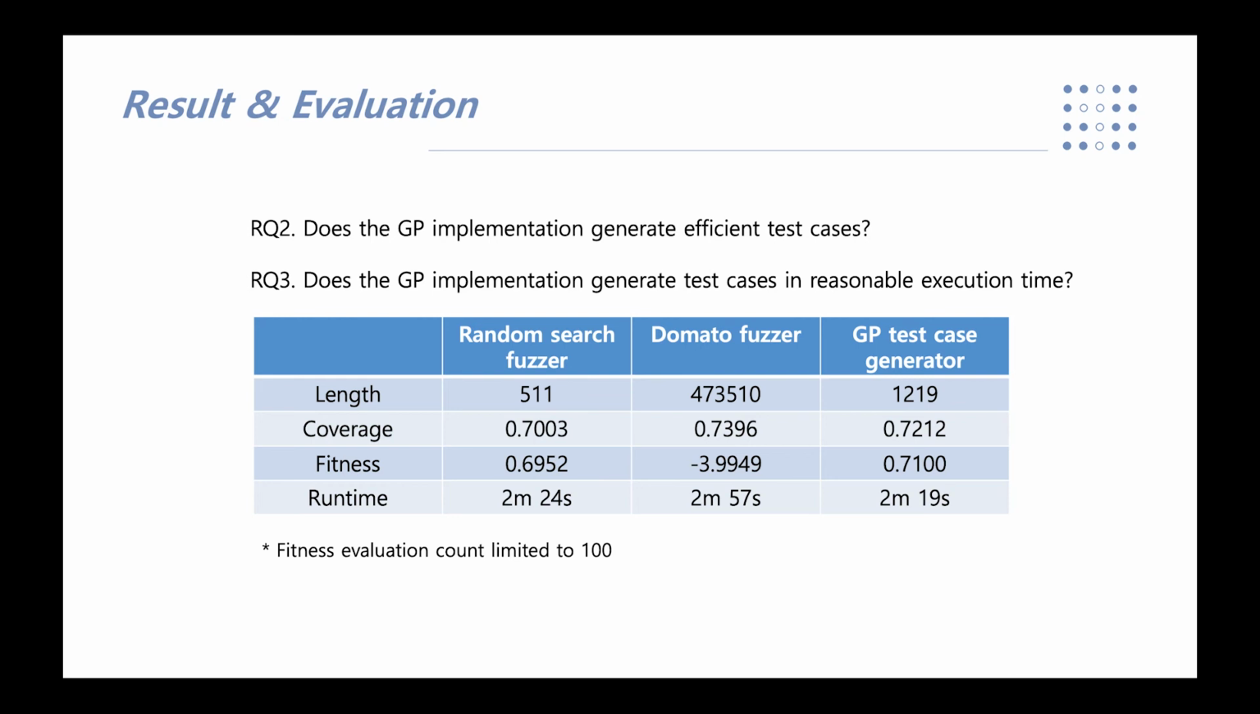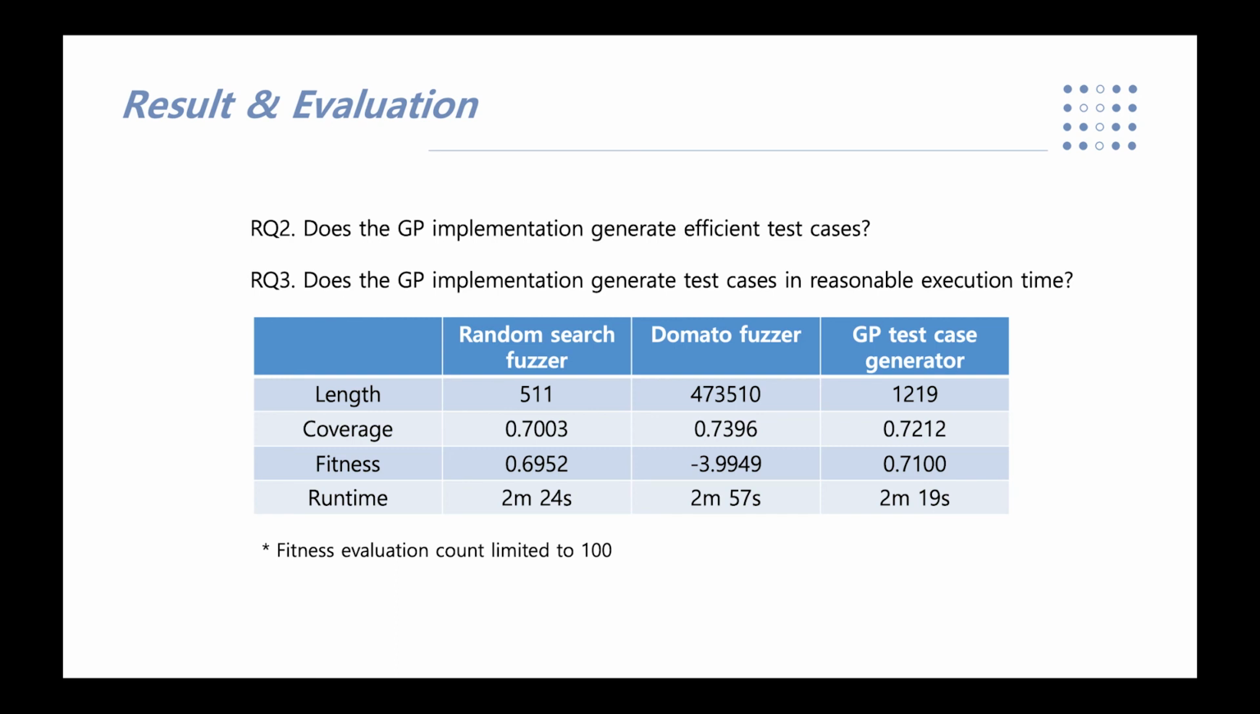We see that under the fitness function penalizing test case length, our GP test case generator generates test cases with best fitness compared to the other two. Tomato fuzzer generates test cases with best coverage, but the test case is several orders of magnitude larger than the test case generated by our GP generator. Test cases generated by our GP test case generator have comparable length to the optimal test case of random search fuzzer while achieving fitness of 72.12%.